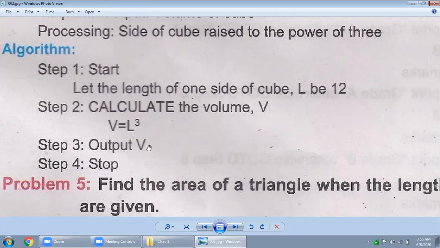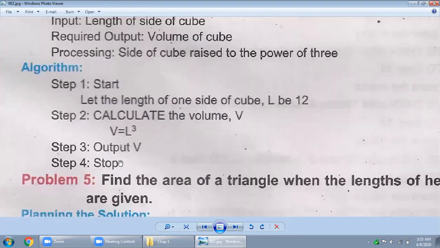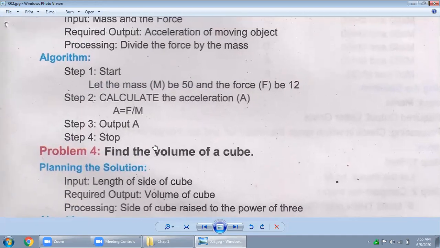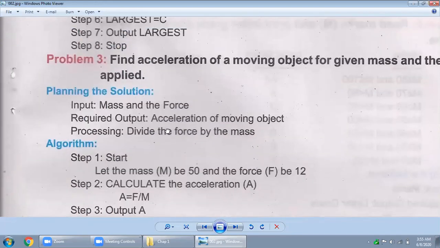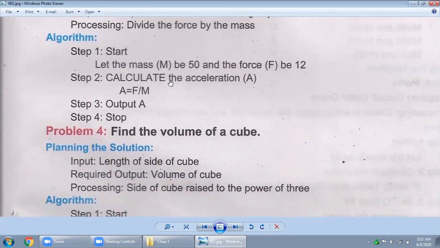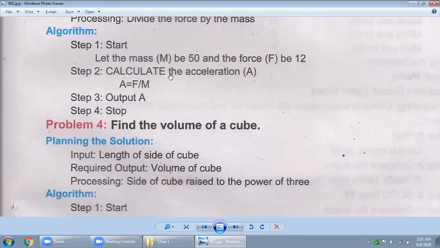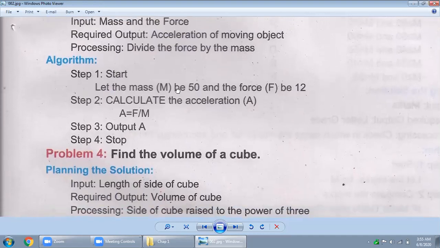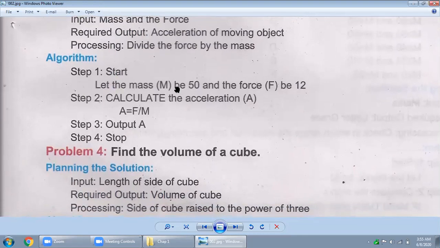Step 3 is output V, which means output the volume. And step 4 is stop. So these are the algorithms for the problems number 2, 3, and 4. I am revising and repeating the assignment and homework.